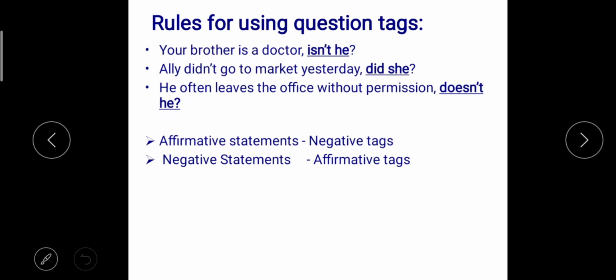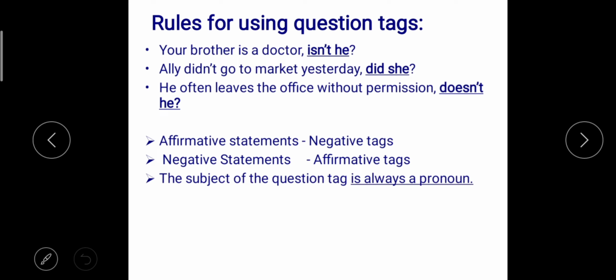Look at the first one. Your brother is a doctor. The statement is positive, that's why the question tag used here is isn't he, negative. Next one, Ellie didn't go to market yesterday. It means the sentence is negative. If the sentence is negative, the question tag is positive: did she? He often leaves the office without permission, doesn't he? The sentence is positive, the question tag is negative. So one thing is very clear here: if the statement is positive, the question tag is negative, and vice versa, just the opposite. Whenever the statement is positive, the question tag is negative. Negative statements, positive question tag.